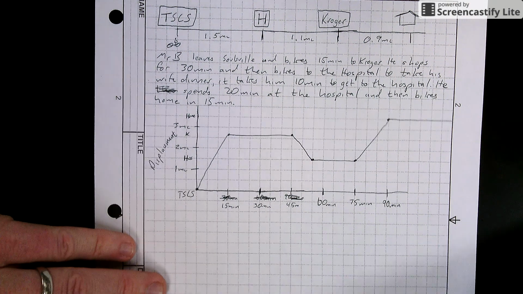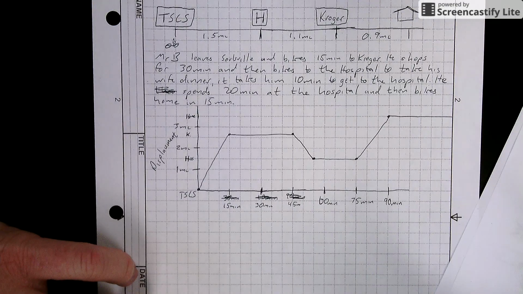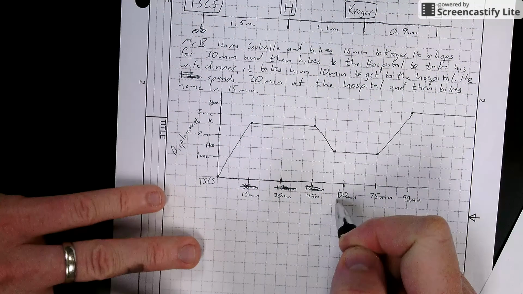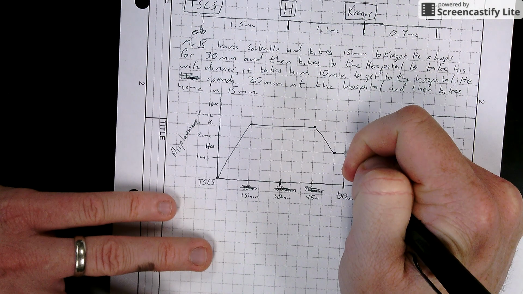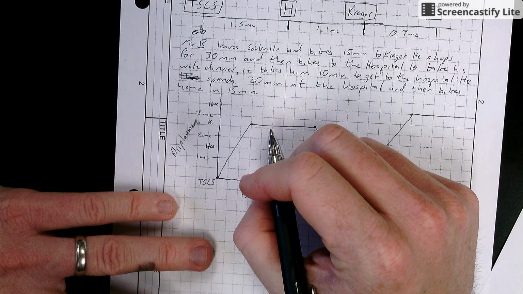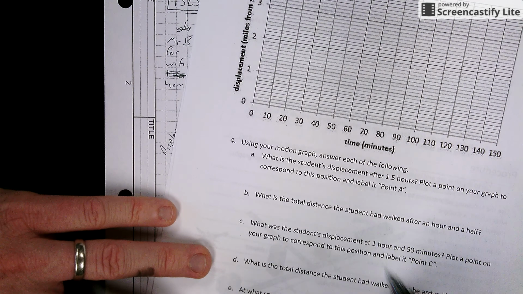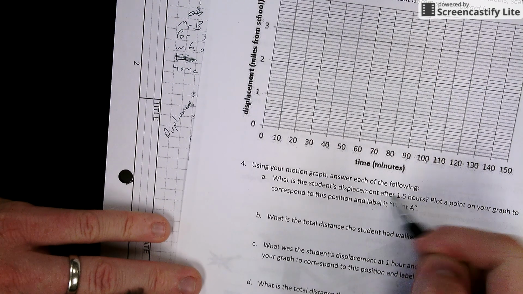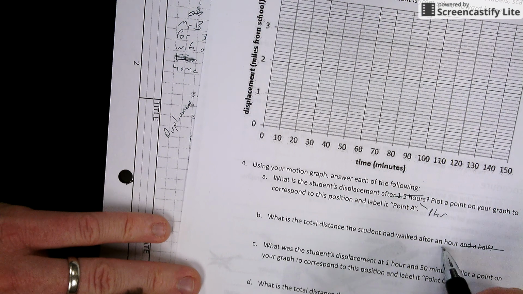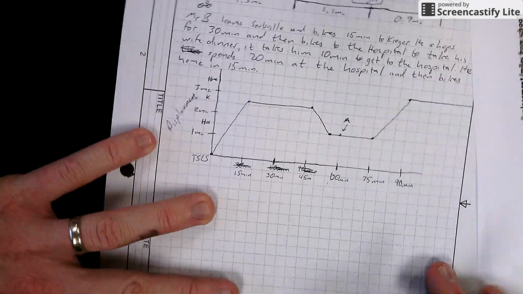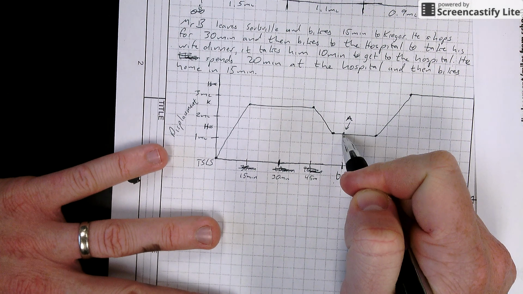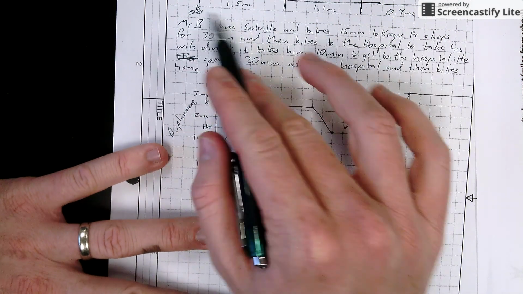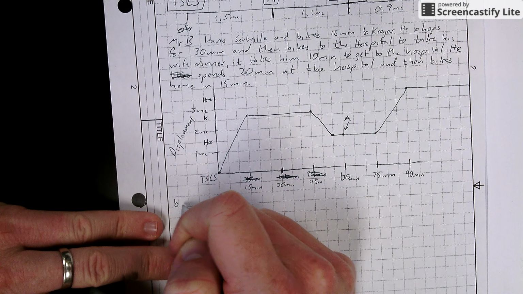Now I'm ready to get started. It says he leaves Soulsville, so my 0 is going to be here. Then in 15 minutes he got to Kroger, so I go over to my 15 minutes, and here I was at Kroger. I'm going to put all my dots on before I draw any lines. Then it says he shops for 30 minutes, so for 30 minutes I was not moving. I stayed at Kroger, not moving, all the way to here. That's going to be a flat line. Anytime I'm not moving, I should have a flat line.